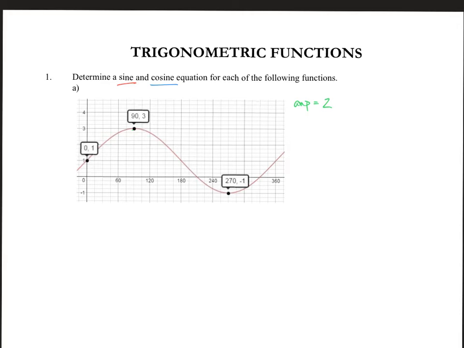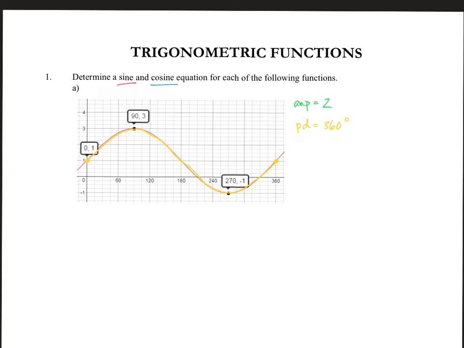Well, the next thing that I'm going to look at is my period. Now, I can kind of eyeball this a little bit, but there's a better way. I could say, well, I know that my graph has this value of 1 at the very beginning. My graph then rises to a max, falls to a min, and returns back to a value of 1 here. And therefore, you can find that your period is 360 degrees.